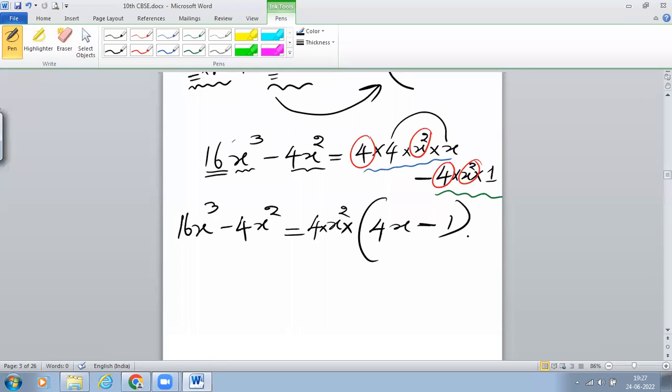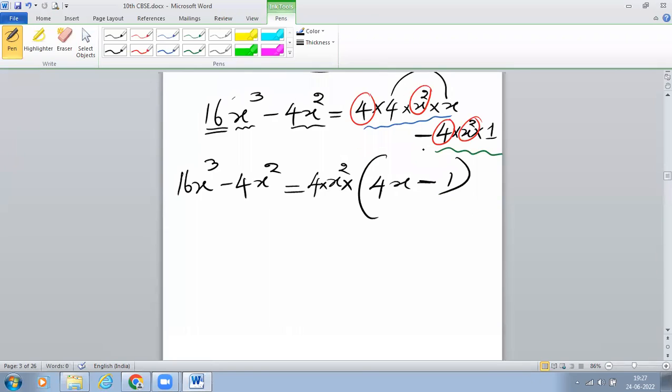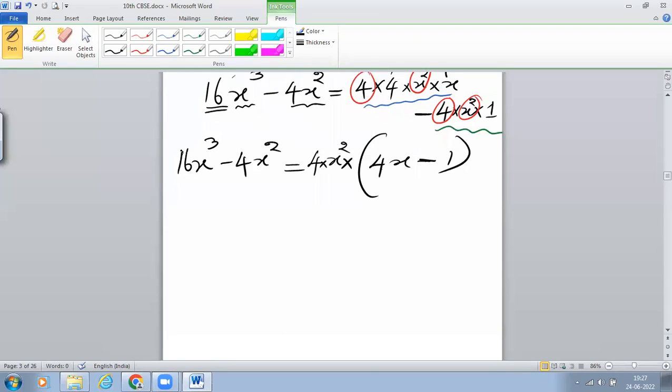We have expressed it like this. Even we can write this 4 as 4 into 4, 2 into 2 also, but no need. We can keep it as it is. Now, one thing we have done for the first: we have factorized this.